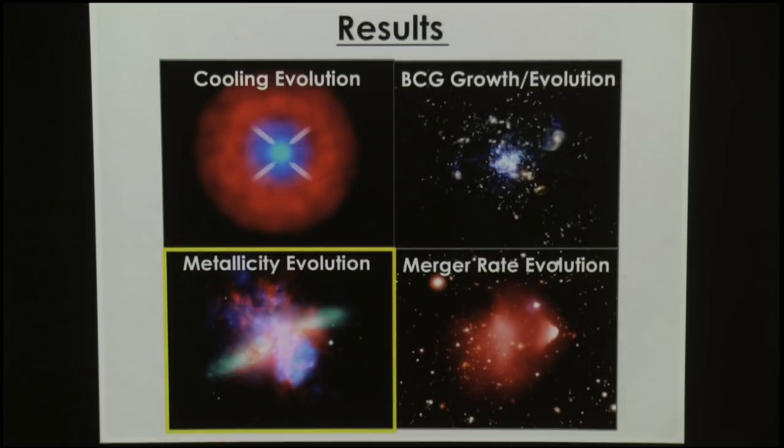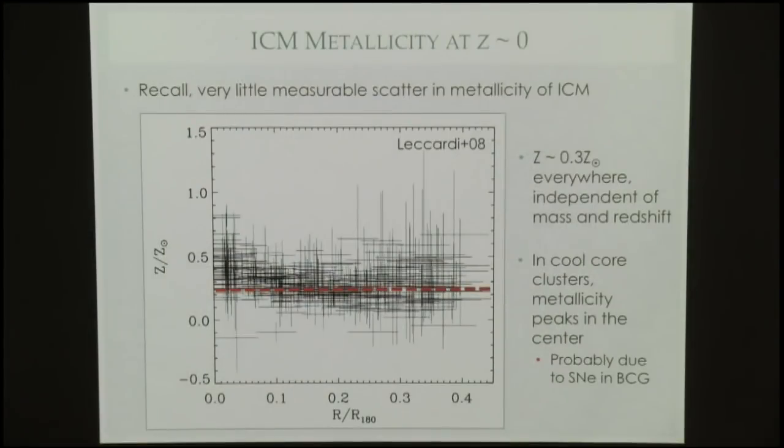Okay, this one's a quick one, which is good because I'm running out of time. Let's talk about the metallicity evolution. So I told you, no matter where we look in the local universe, we see a third solar metallicity in the ICM of basically every cluster once we get outside the core. So we can ask, what is the evolution of this number? Is there evolution in the intracluster medium metallicity over 10 billion years?